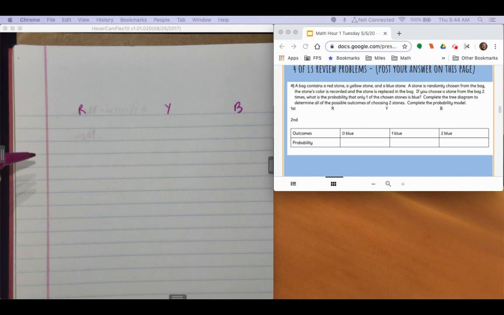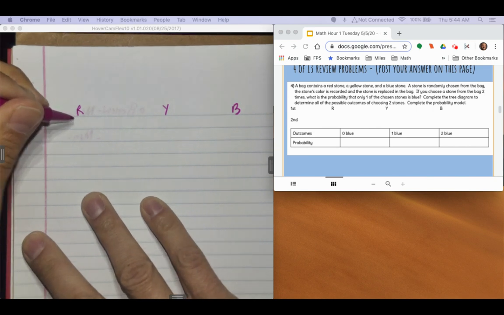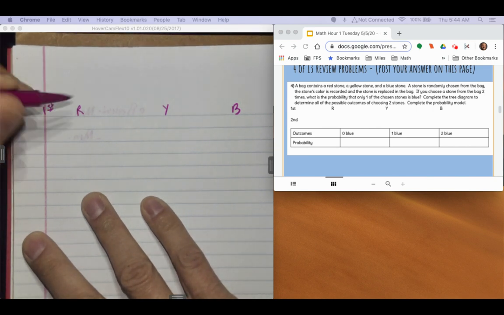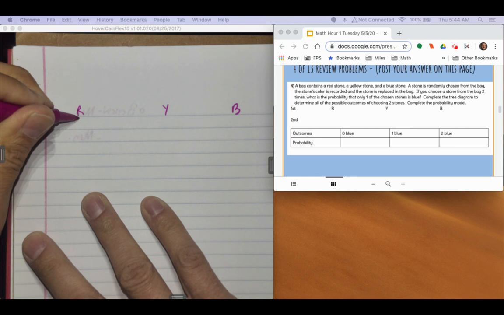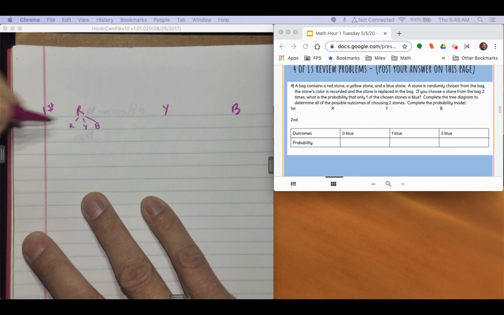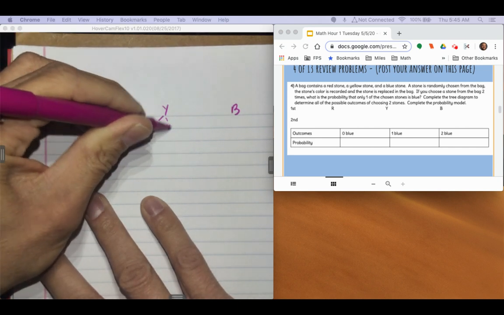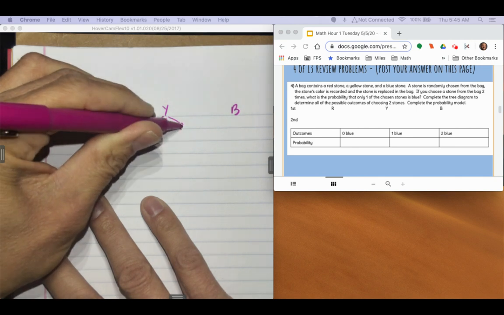Complete the probability model. This one's easier because it's only 2. So this is my first. I chose red. Then on my second one, I could have chosen red or yellow or blue. Red or yellow or blue. Red or yellow or blue.